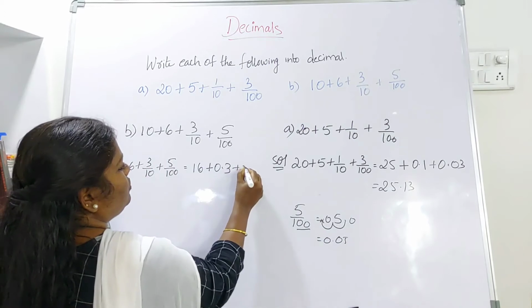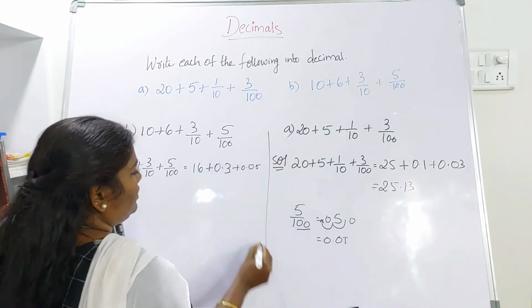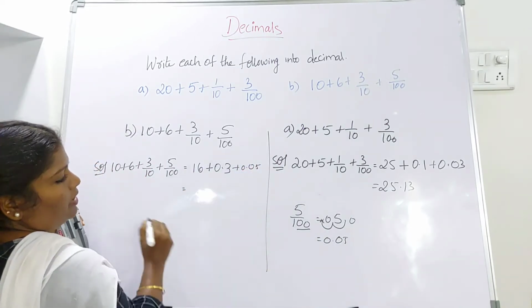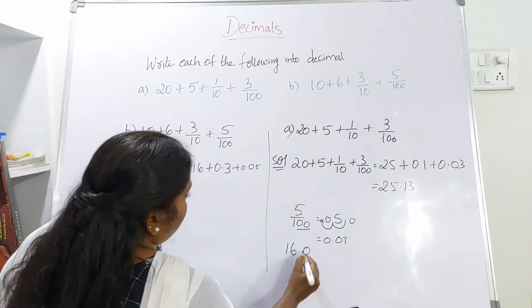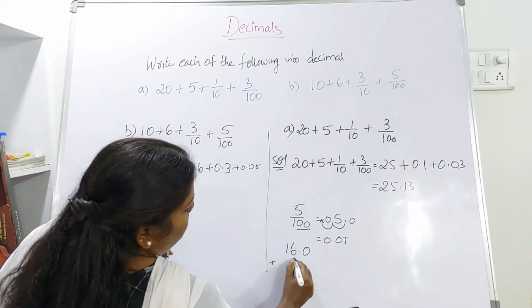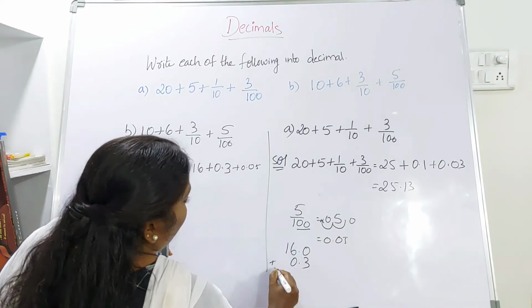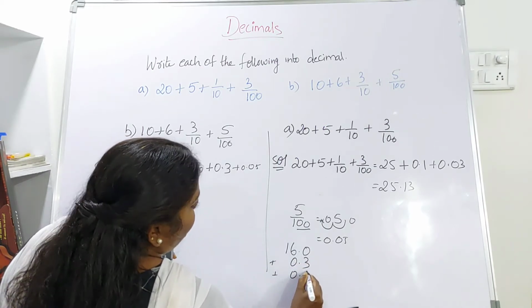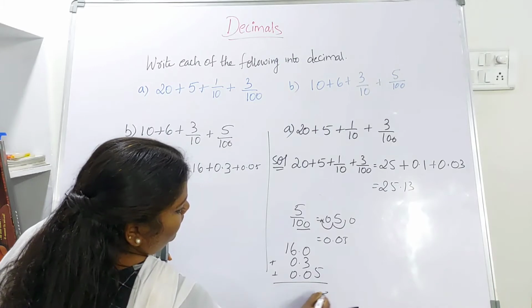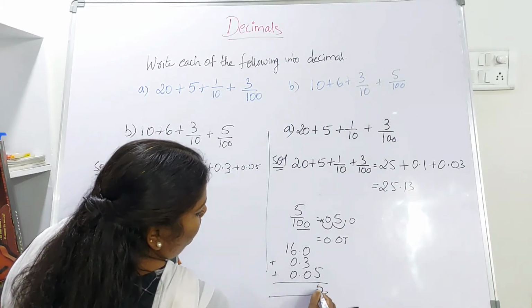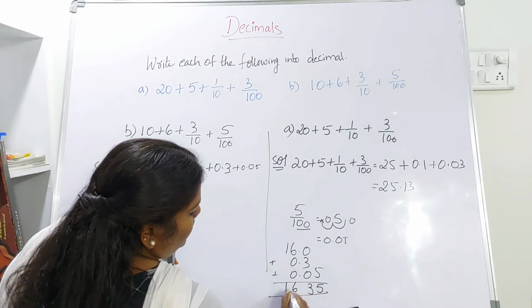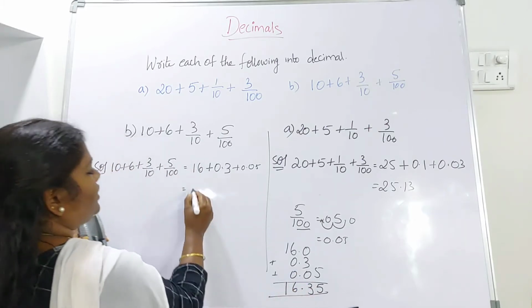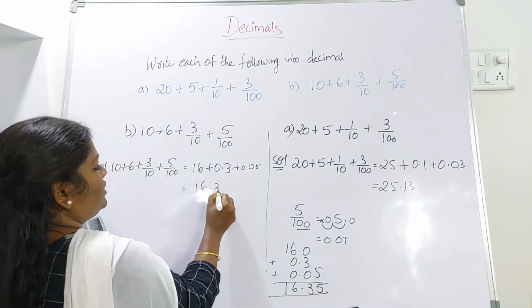So plus 0.05. So now add them up, that is 16, in the sense 16.0 plus 0.3 plus 0.05. So add them up, it is 5, 3, 6, 1. You have a decimal point, so it is 16.35.